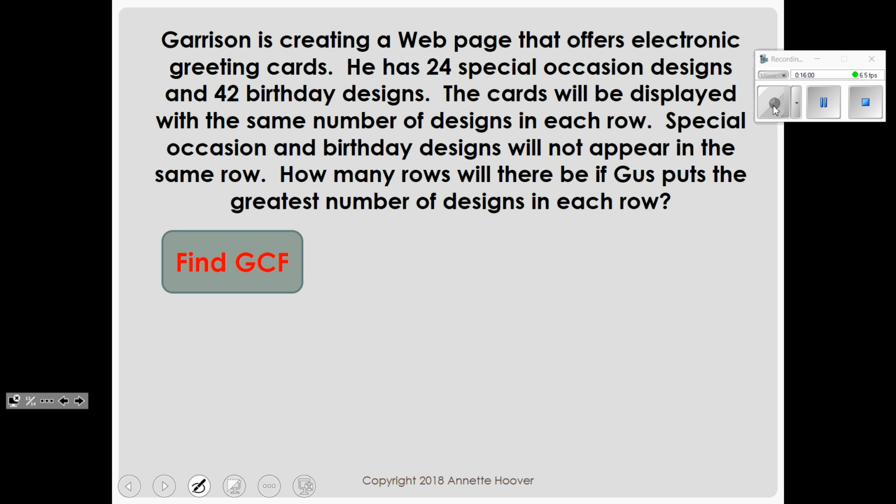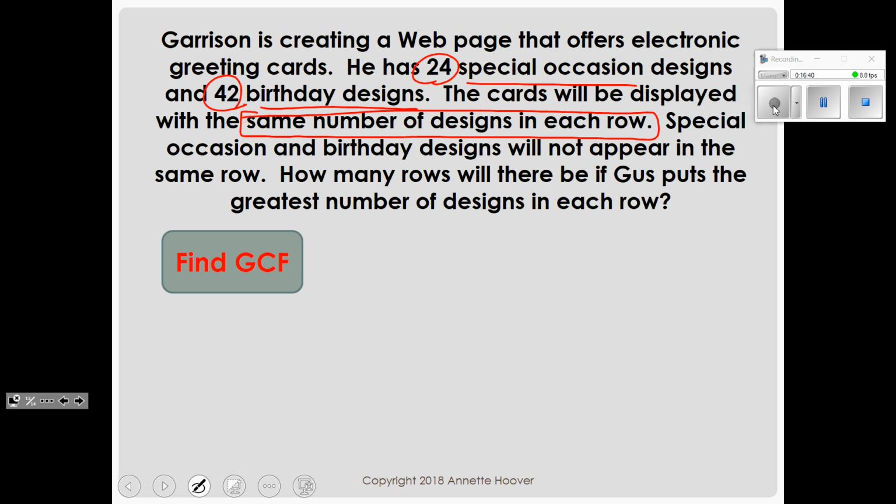Now, how do we use greatest common factor in the real world? Here's an example. Garrison is creating a web page that offers electronic greeting cards. He has 24 special occasion designs and 42 birthday designs. Cards will be displayed with the same number of designs in each row. This right here is a little clue that you're going to be wanting to find the greatest common factor because you want the same number of designs. Special occasion and birthday designs will not appear in the same row. How many rows will there be if Garrison puts the greatest number of designs in each row?